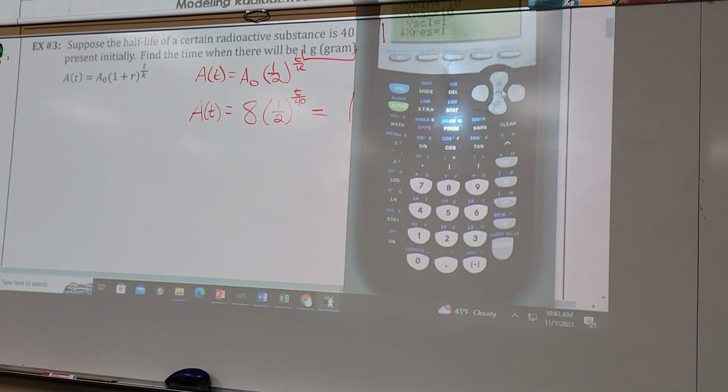All right, I'm going to hit window. If my half-life's 40 days, I'm going to change my X max to like 250. Does that make sense? Because that gives me 6 half-lives. Because a half-life is 40 days. I'm also going to change my X-min to, what's a good X-min for these? 0. Oh, Jiminy Crickets. I meant to change this to 250.